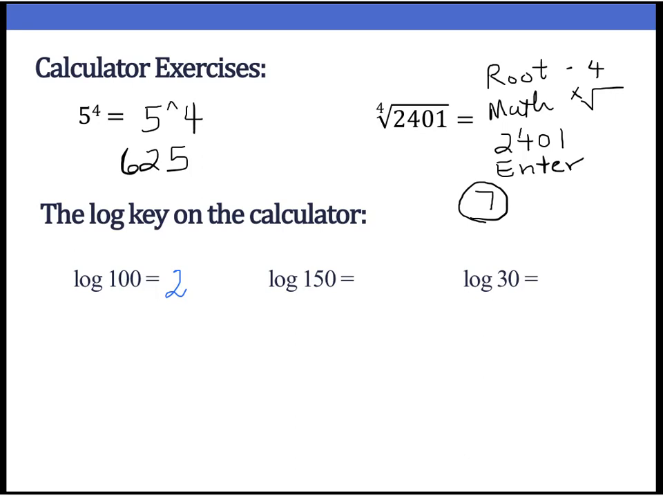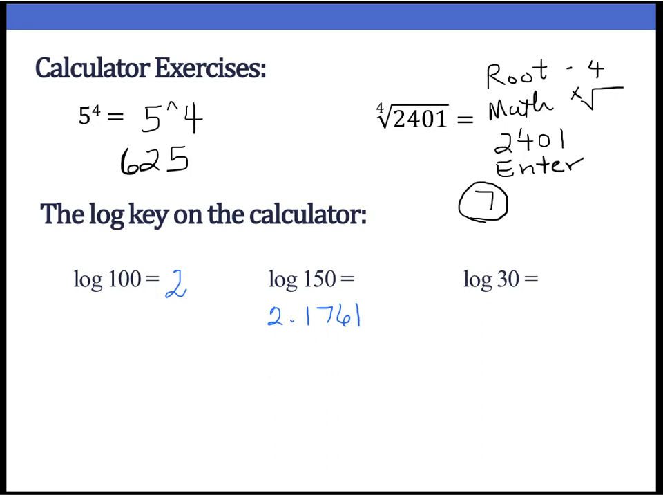Now we're going to look at log 150. If there's no base written, the base is 10. It's an understood base. What you might think is, maybe you multiply by 15. We're not multiplying, we're raising a power. So we're going to say log 150, put that in your calculator, and you're going to get 2.1761. I do want you to round to 4 decimal places.